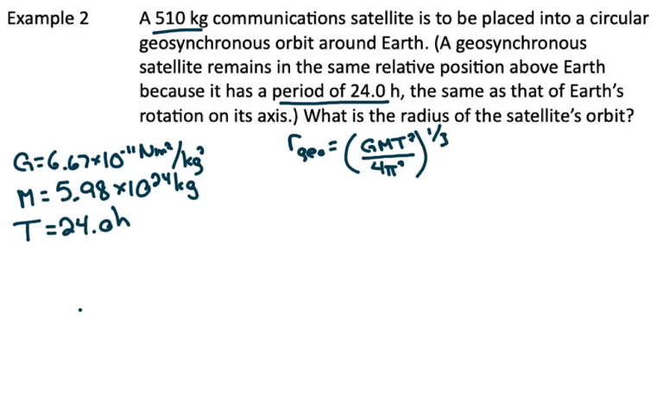But we can't use hours in a calculation, we need seconds. So if we multiply that by 60, we'll find the number of minutes, and multiply that by 60 again, we'll get seconds, which works out to 86,400 seconds. And from here we can substitute in.